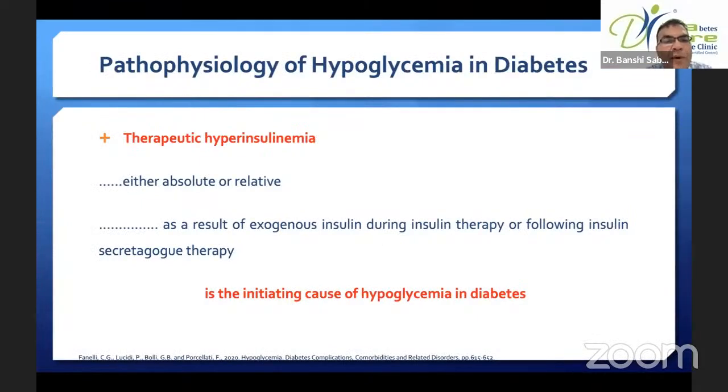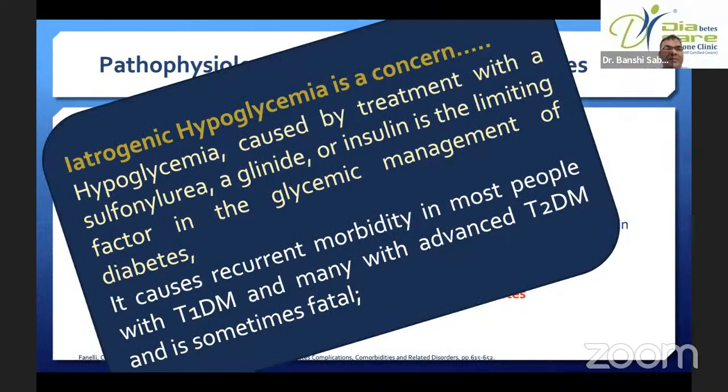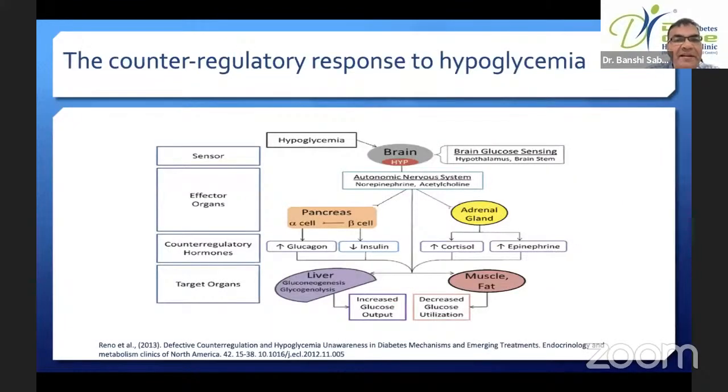The pathophysiological cause is therapeutic hyperinsulinemia, either a relative or absolute increase in the insulin level, either by exogenous insulin or by giving secretagogues. There is also endogenous hyperinsulinemia, and that is the commonest cause. But other than therapeutic hyperinsulinemia, renal failure also increases the insulin level inside the body, and that also leads to hypoglycemia. Iatrogenic hypoglycemia is a concern because hypoglycemia caused by treatment with sulfonylurea, glinides, and insulin is the limiting factor in glycemic management of diabetes, and it causes recurrent morbidity in most people with type 1 diabetes and with advanced type 2 diabetes, and sometimes it can become fatal too.